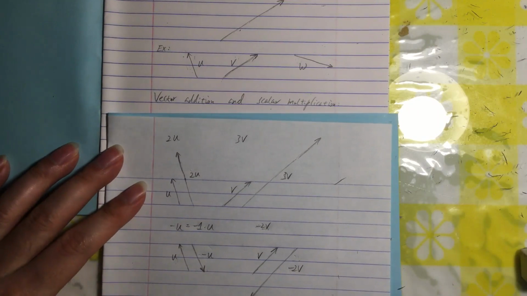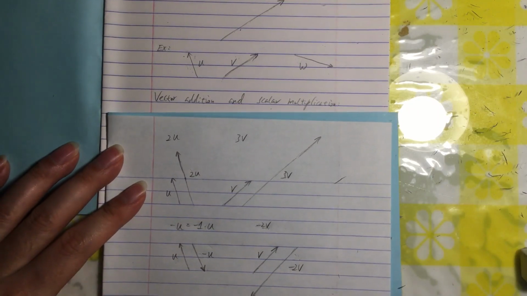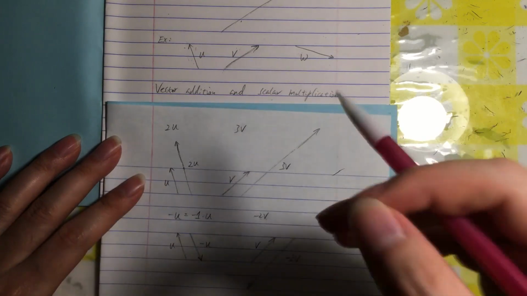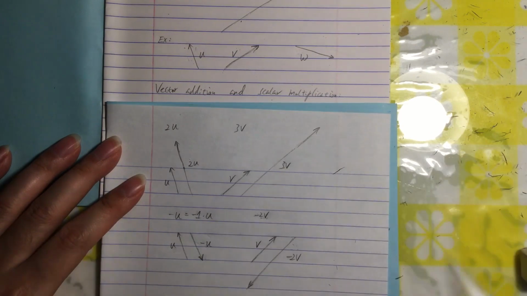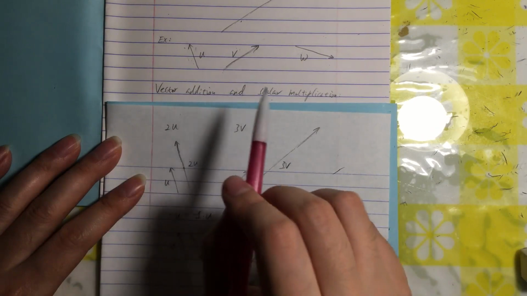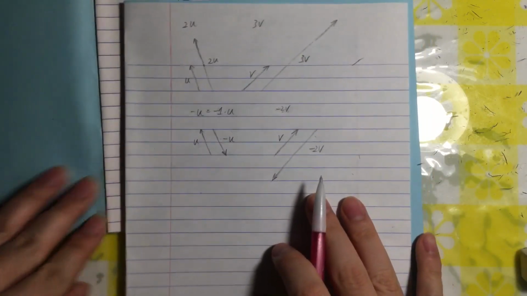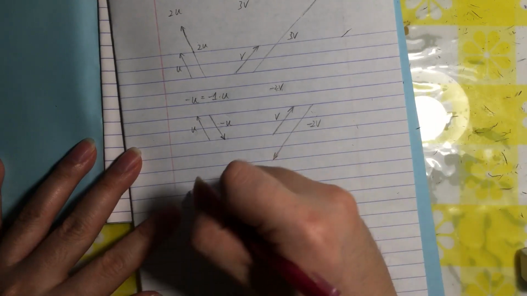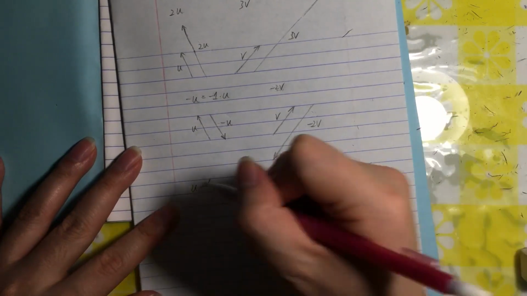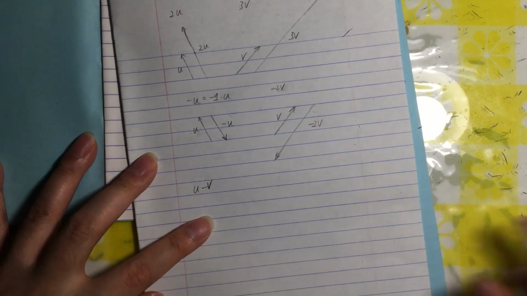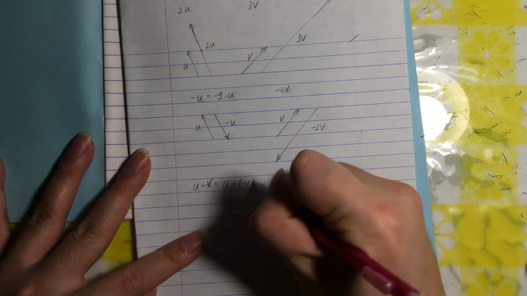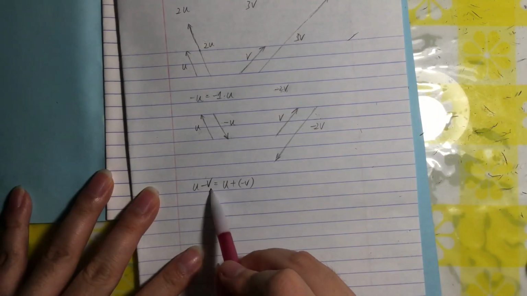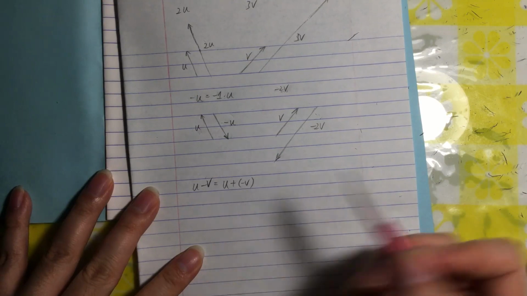But how about vector subtraction and scalar division? Vector subtraction or scalar division can be done using vector addition and scalar multiplication. For example, if we try to subtract 2 vectors, u minus v, we consider this as u plus negative v.